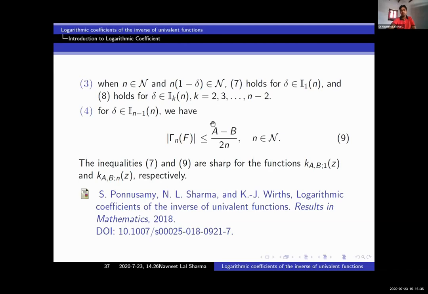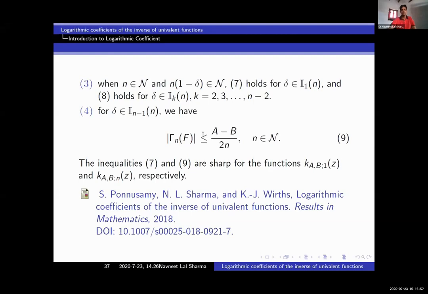Now, the question is how we will prove this. To prove this, first we find the inverse coefficient for this class S star AB. That is, we find the value of (z by f) to the whole power n. Then we compare the relation between the inverse coefficient gamma n and Bn. After that, we solve this.